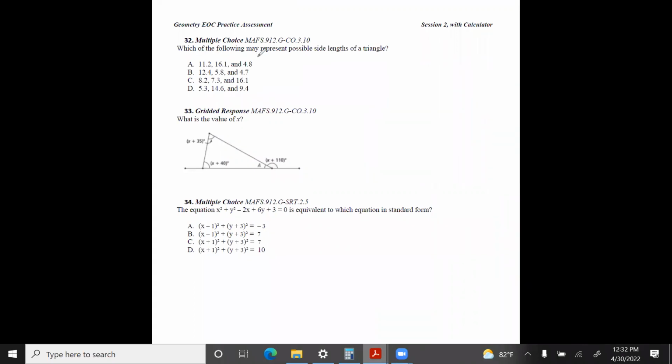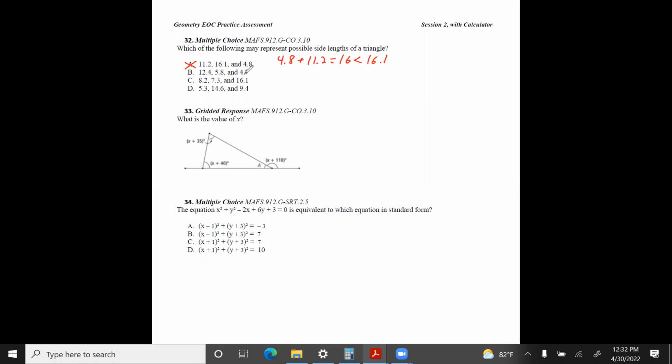Which of the following may represent possible side lengths of a triangle? Well, any 2 sides of a triangle have to be greater than the 3rd side. So look at them in order. In each case, we want to look at the 2 smallest sides, and we're going to add them to see if they're bigger than the 3rd side. So 4.8 plus 11.2, if we add those 2 together, that's going to give us 16, even. Well, 16 is less than 16.1. It's not greater than, so that doesn't work. So A is out.